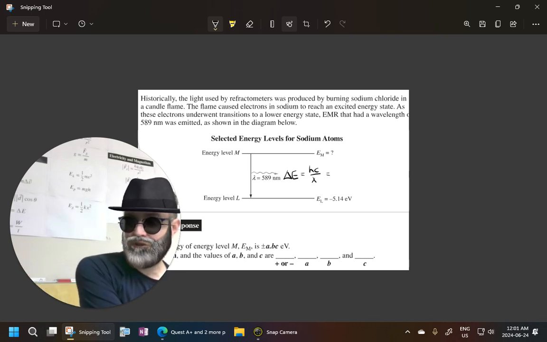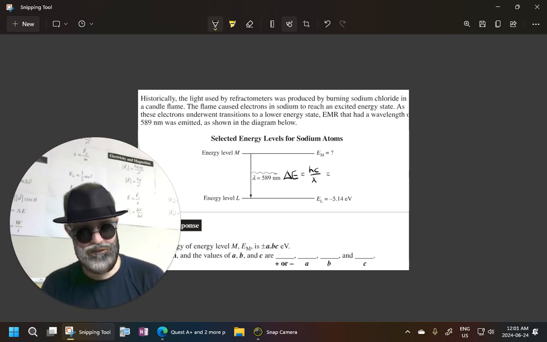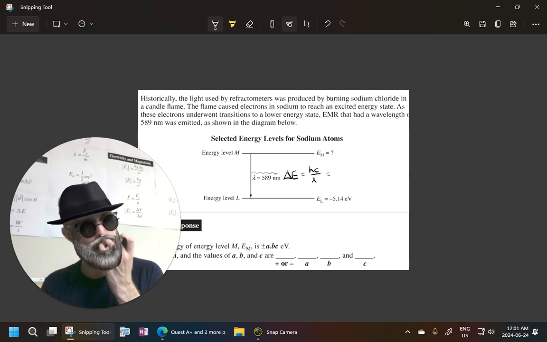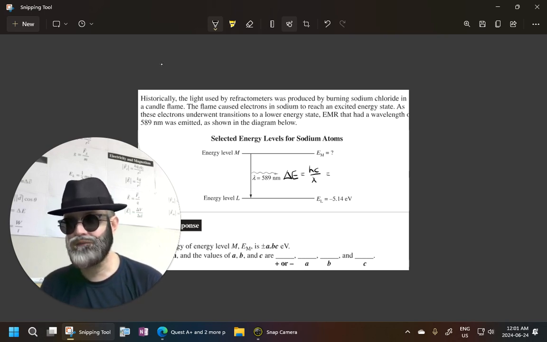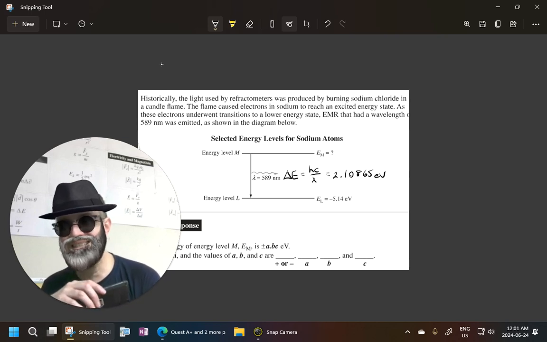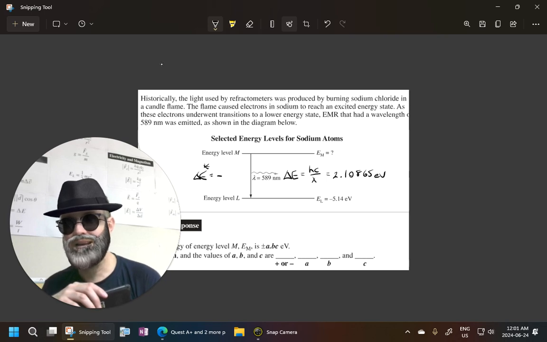I'm going to put this in electron volt version. So 4.14 e to the negative 15 times 5 divided by its wavelength, 489 e to the negative 9. Okay, so I get a change of 2.10865 electron volts. Now, that's the electron that's being pushed out. This change is a negative change, so this change here is negative 2.10865 electron volts or so.